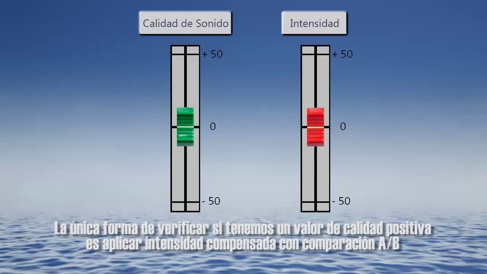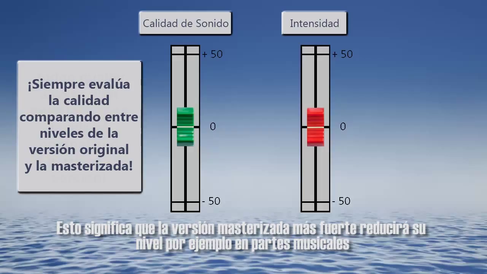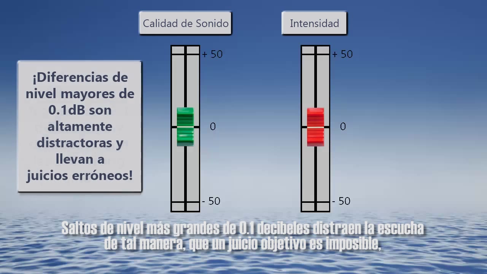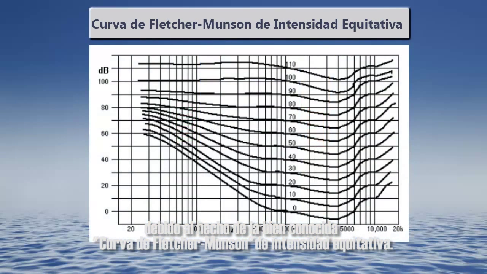The only way to verify whether we have a positive quality value is by applying loudness compensated A/B comparisons. This means that the louder mastered version is level reduced, for example somewhere in the listening path, in such a manner that it has perfectly the identical level like the original unprocessed version. Level jumps higher than 0.1 dB distract the hearing in such a manner that an objective judgment is impossible due to the effect of the well-known Fletcher-Munson curve of equal loudness.